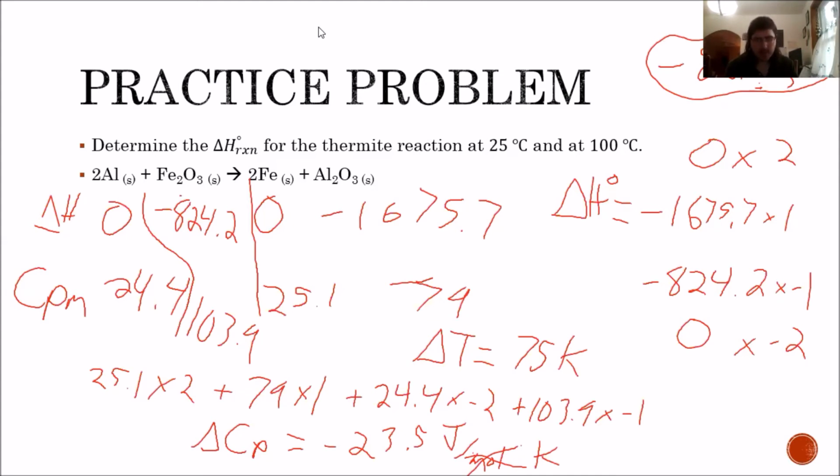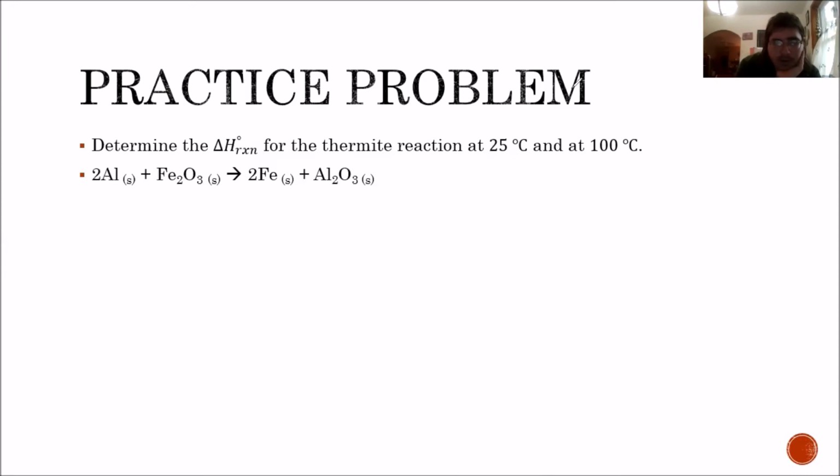So 23.5 times 75 divided by 1,000 means we're going to drop by 1.76 kilojoules. Or actually, the energy is going to go up by 1.76. So our new delta H at 100 is negative 853.2. It was already spontaneous, already a big energy boost, but at 100 degrees it's even more energetic.